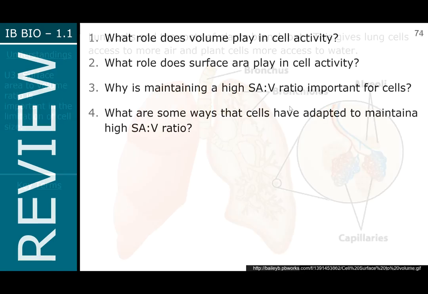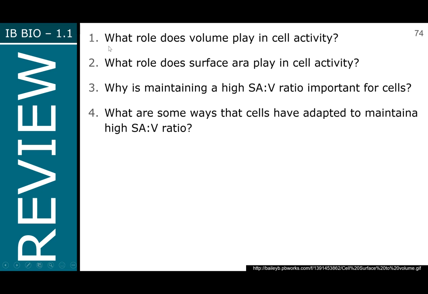Okay. So review, what role does volume play in cell activity? What role does surface area play in cell activity? Why is maintaining a high surface area to volume ratio important for cells? And what are some of the ways that cells have adapted to maintain a high surface area to volume ratio? You should be able to answer all those questions at this point. And if you can't, you should go back and look at the notes.